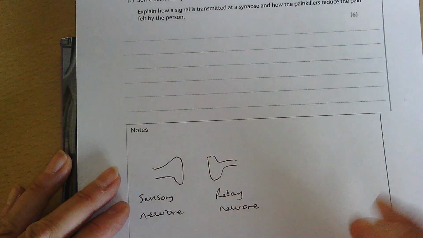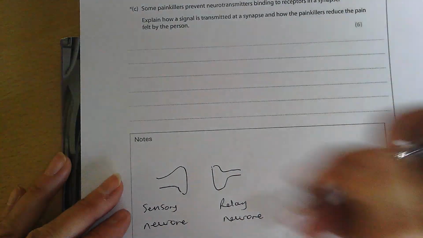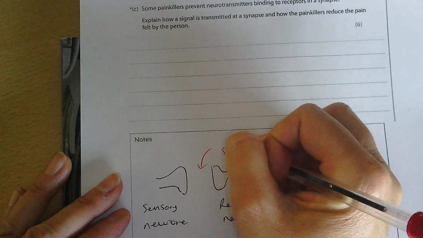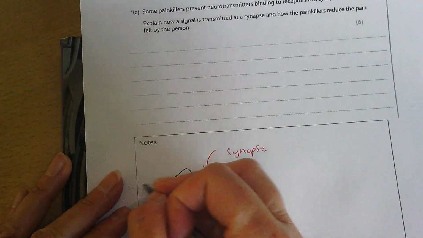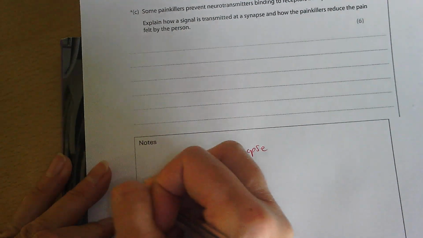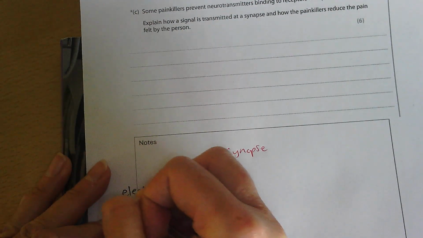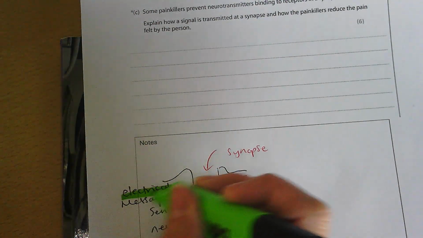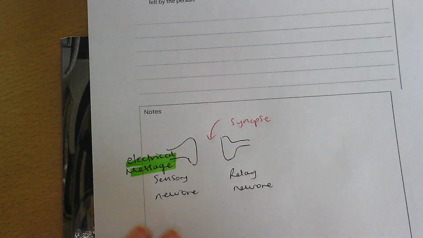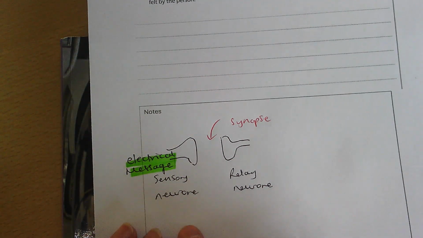So this gap here is called the synapse, and what happens is an electrical signal will be transmitted along the sensory neuron. So it's an electrical message or impulse, and it's transmitted along the sensory neuron, and the axon is covered in what's called myelin sheath, and that acts as an insulator to speed up the transmission of the electrical message and to reduce any loss of electrical energy.